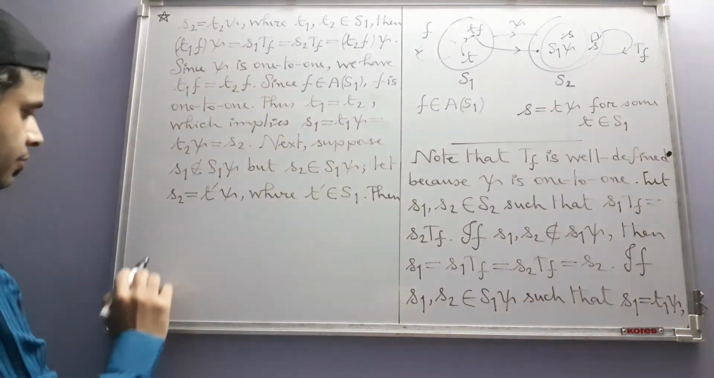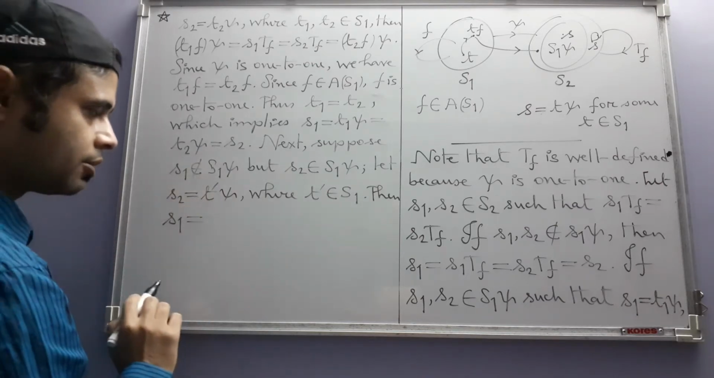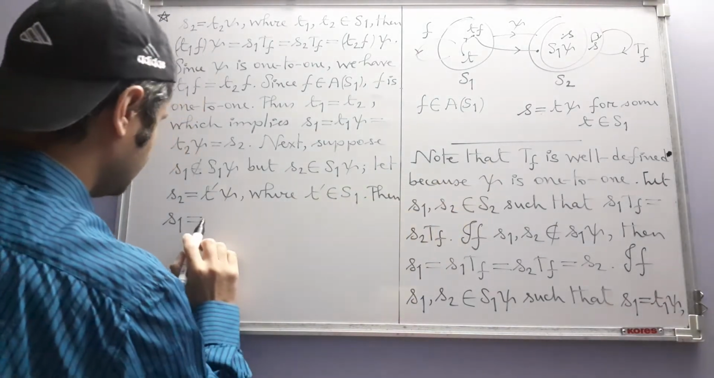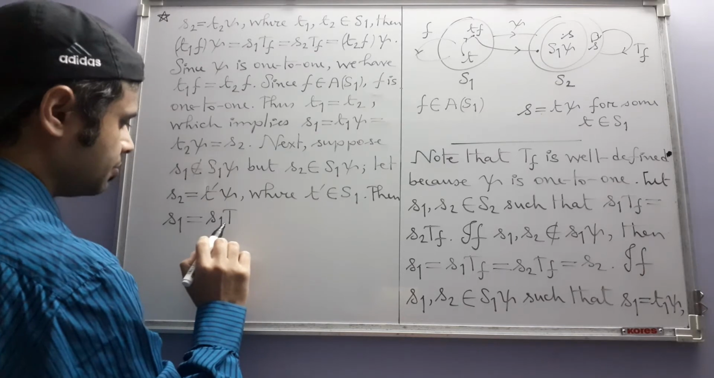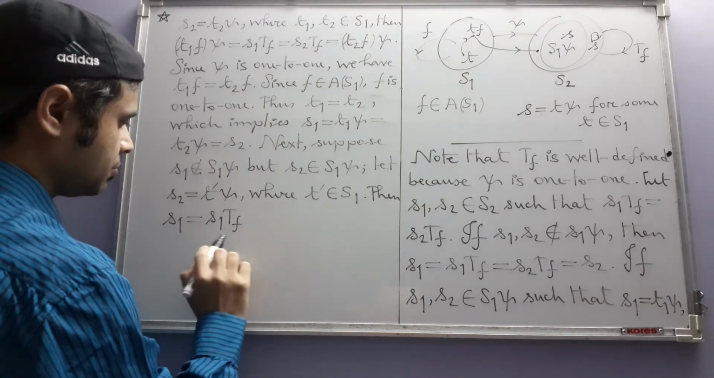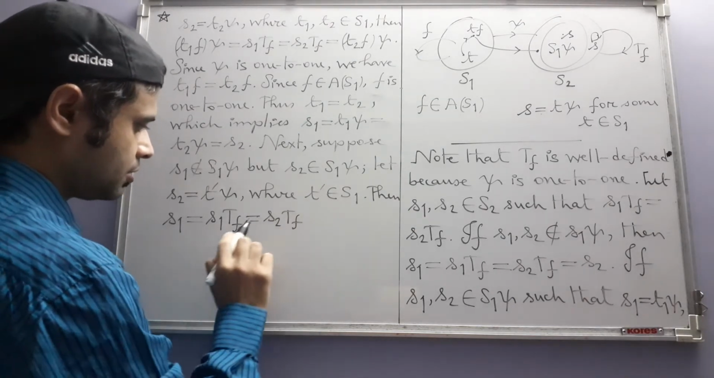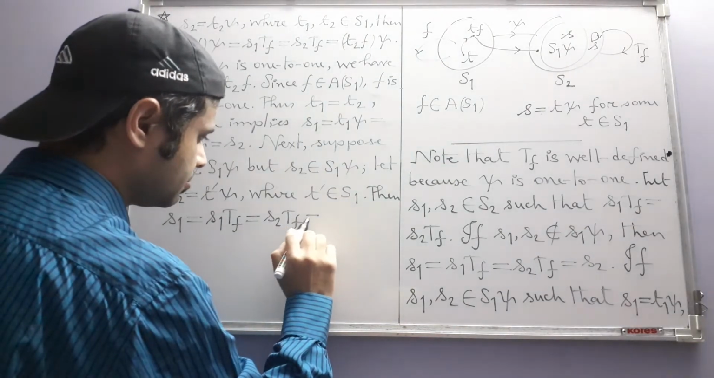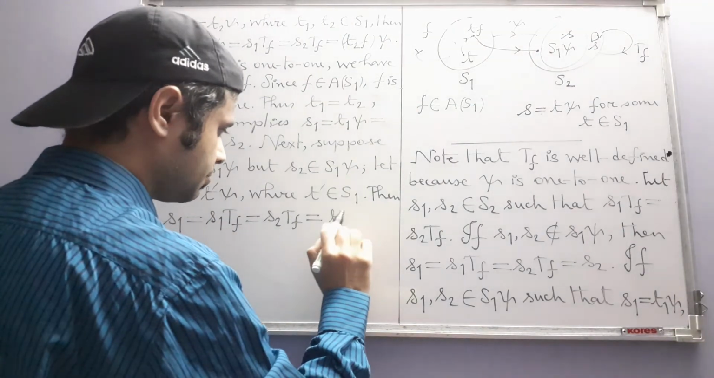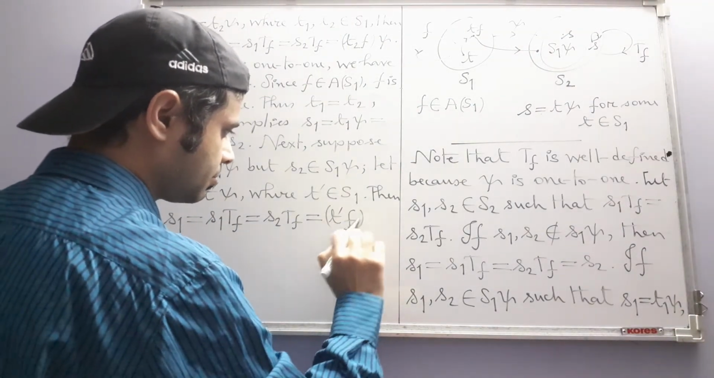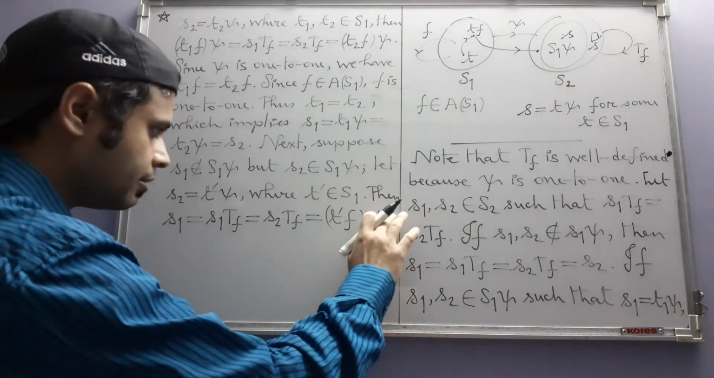Then S1 is what? Because S1 does not belong to S1 psi, by the definition of TF, S1 is equal to the S1 TF image of S1, which according to our assumption is also the TF image of S2. But this now will be equal to T prime F psi.